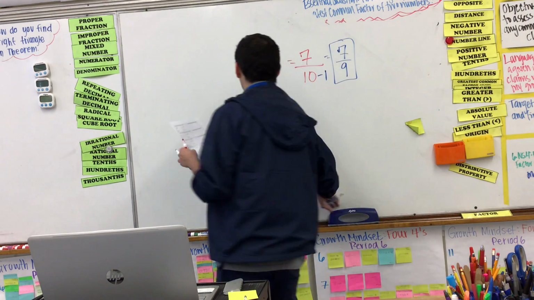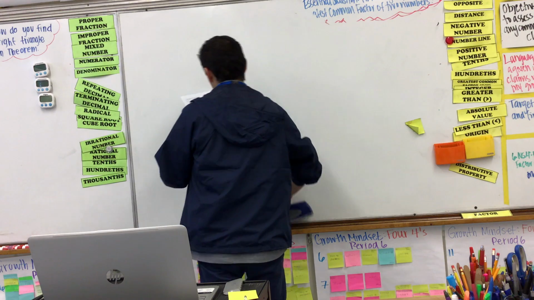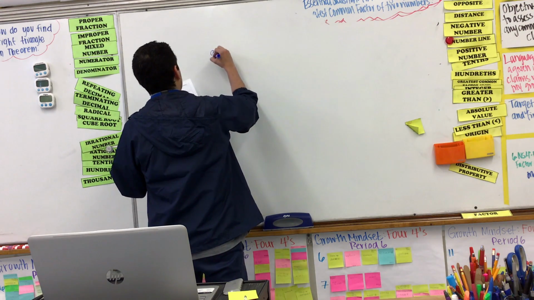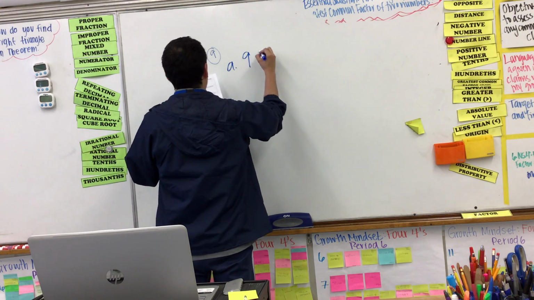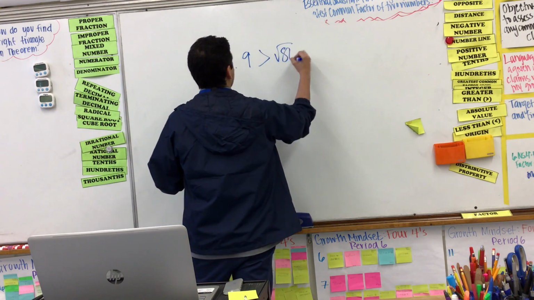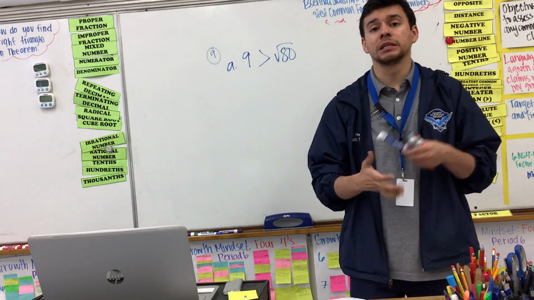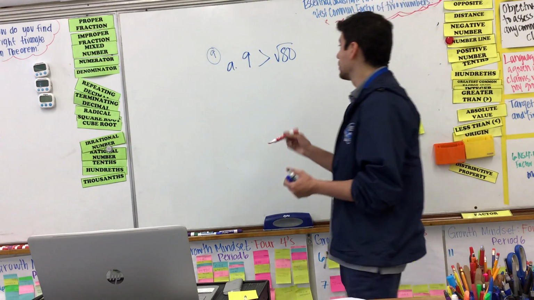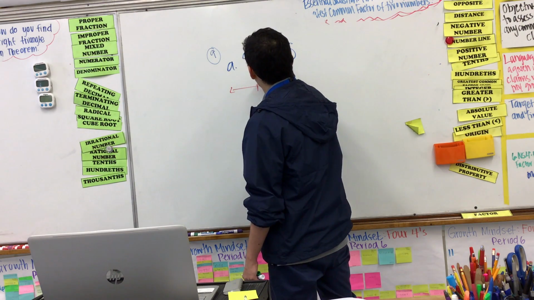Let's go to number 9. That was the most complicated one. Number 9. So we have letter A. 9 is bigger than the square root of 80. So first of all, we know that the square root of 80 is irrational. So I'm going to go ahead and draw a quick number line very quickly to approximate it.